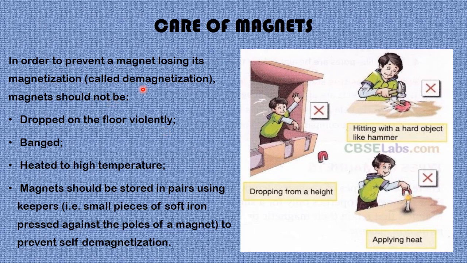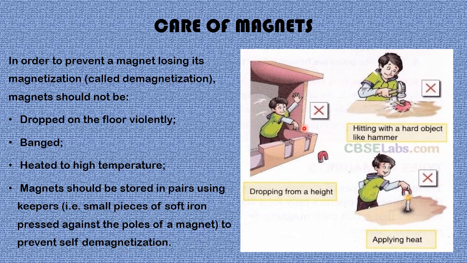Now moving along, we'll be talking about how to care for magnets. In order to prevent a magnet losing its magnetization, magnets should not be dropped on the floor violently. They must not be banged using a hammer. They must not be heated to high temperature. And magnets should be stored in pairs using keepers, that is, small pieces of soft iron pressed against the poles of a magnet to prevent self-demagnetization.